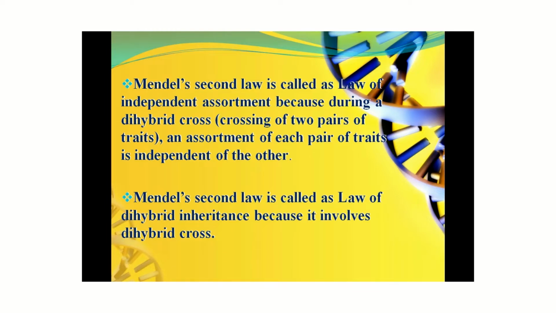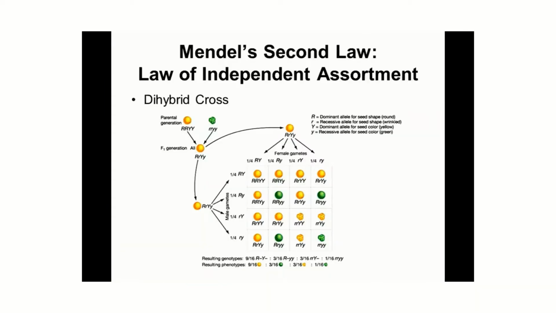So here it says during a dihybrid cross. Whenever we are crossing two pairs of traits, because Mendel's second law, we even call it the law of dihybrid inheritance because it involves a dihybrid cross. So here we have that alleles are independently assorted. An assortment of each pair of traits is independent of the other. They don't blend with each other. Now, why is it called the law of dihybrid inheritance? We have seen it involves a dihybrid cross. So that is why it is also called dihybrid inheritance.